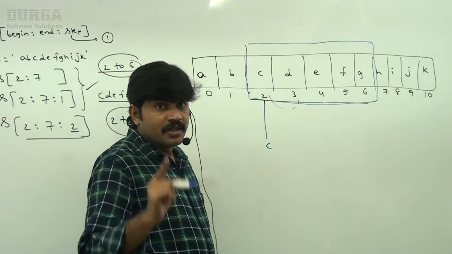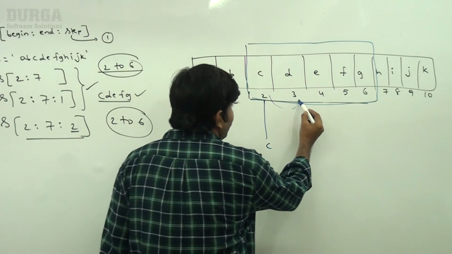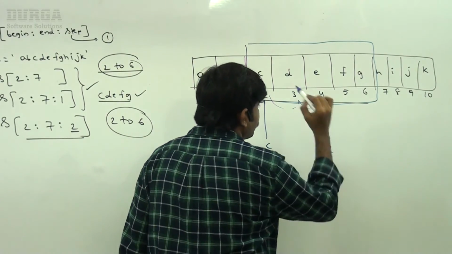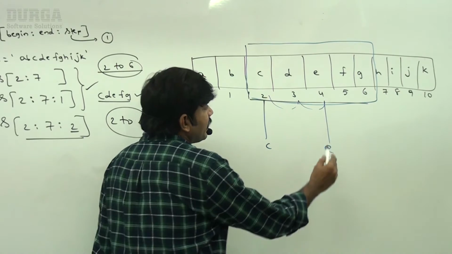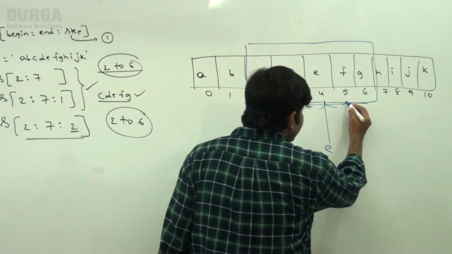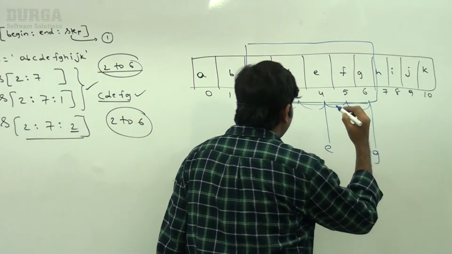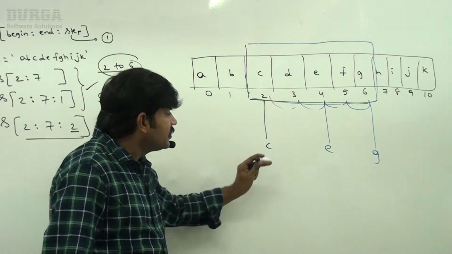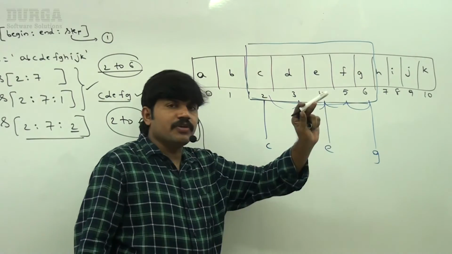Sorry, I don't want D. Every second character I have to consider. The second character is E. Okay, E. Similarly, the next character is F. I don't want it, sir. Every second character I have to consider. G I require to consider. So C, E, G we are going to get.